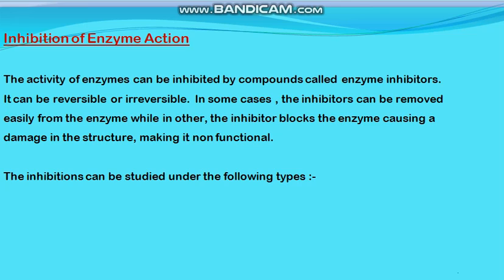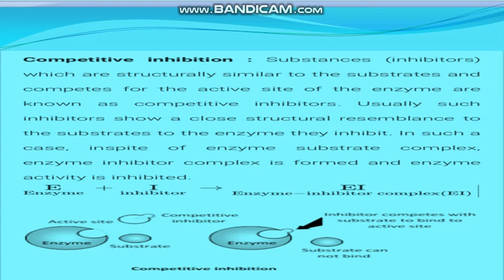And the inhibition of enzyme action can be studied under certain headings, and the number one is competitive inhibition. And what is competitive inhibition? Substances which are structurally similar to the substrate and compete for the active site of the enzyme are known as competitive inhibitors. And usually such inhibitors show a close structural resemblance to the substrate of the enzyme they inhibit.